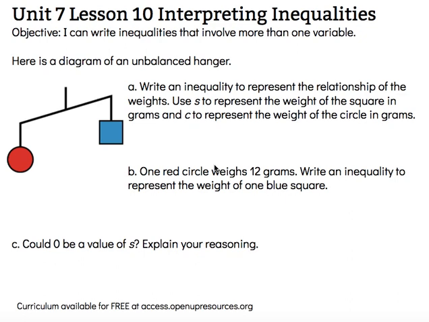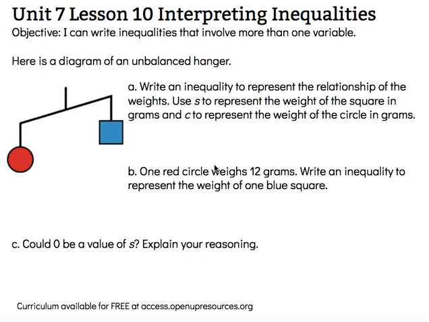Here is a diagram of an unbalanced hanger. In the diagram, we see a red circle and a blue square, and the hanger is tilted so that the red circle hangs lower than the blue square. That suggests that the weight of the circle is greater than the weight of the square.